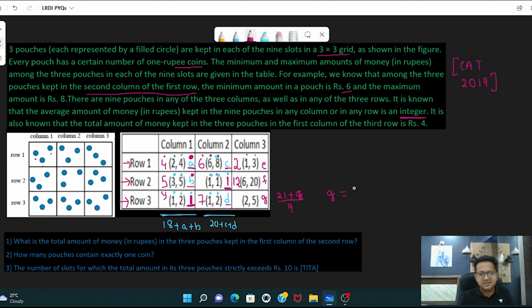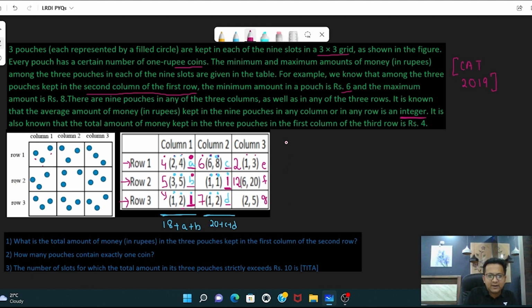G can be 6. Can G be 6? I think we took this D, 20 plus C plus D. I think we made a small calculation mistake out here. You see this? D cannot be 7. I think we just reversed it. So just make sure that C and D, we just reversed it. So just make a small change there.